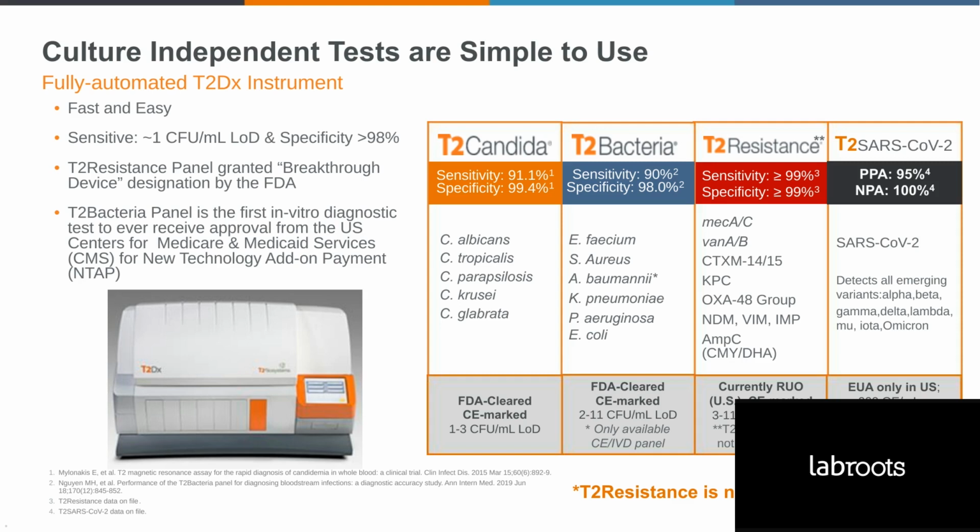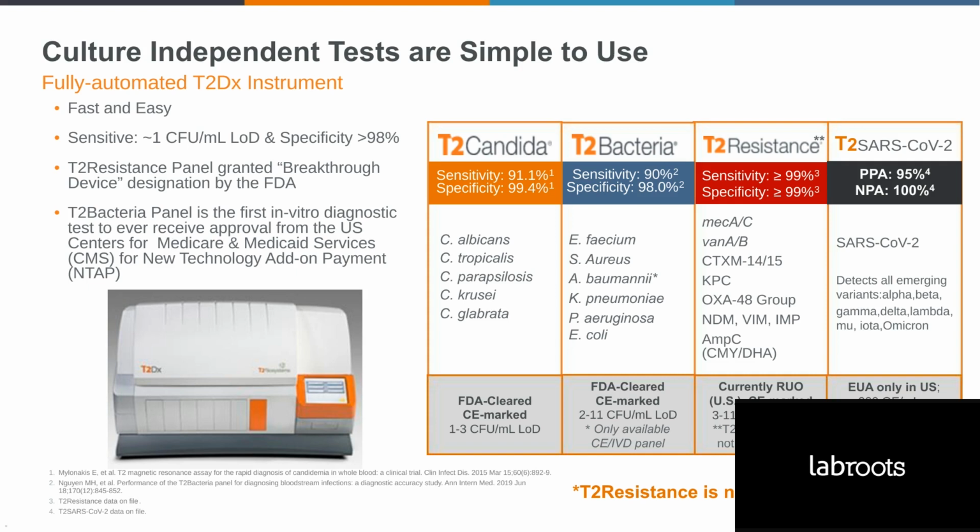The culture-independent tests are simple to use, and the FDA-cleared T2Dx instrument is a fully automated walk-away clinical multiplex benchtop. There are 7 individual random access drawers which can be loaded at any time. No batching is required. A user-friendly touchscreen display provides step-by-step guidance to the operator to load a sample all in 10 minutes or less. So I would say broadly, this is very sensitive. The limit of detection is as low as 1 CFU per ml, and the specificity is more than 98% across the panels.